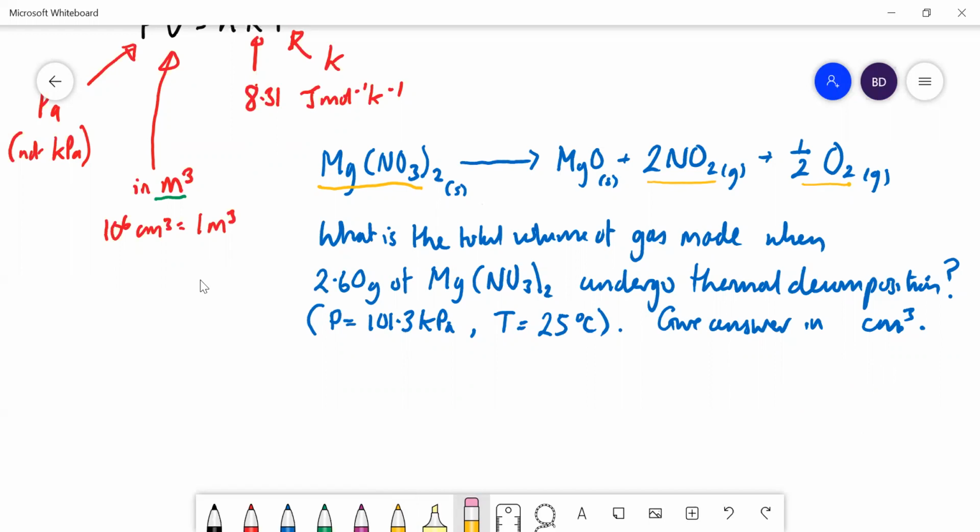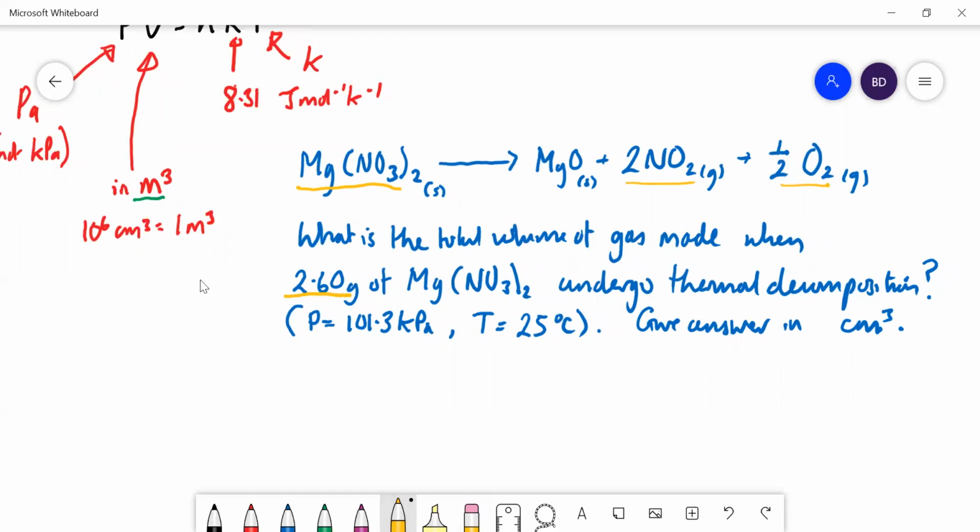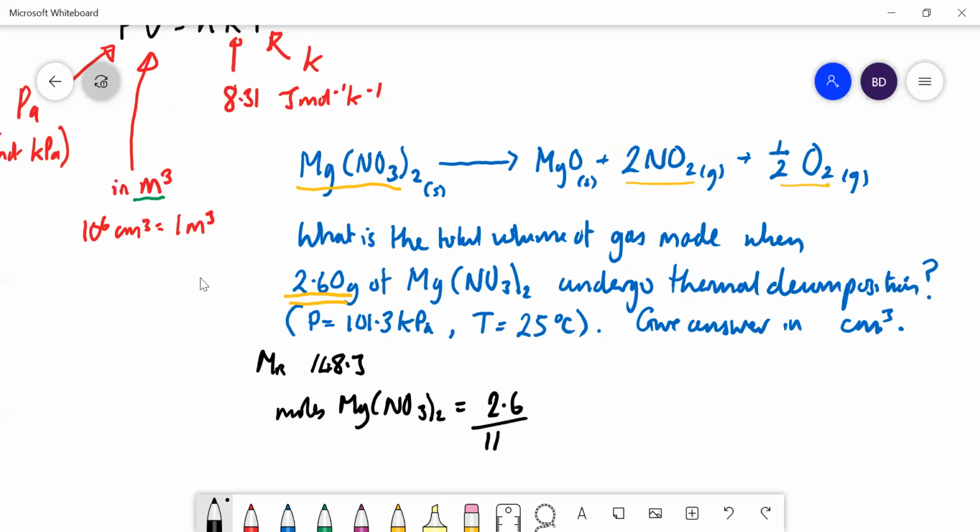Okay, so first of all, we've got 2.6 grams of magnesium nitrate, but we need to work out how many moles that is. Well, the MR of magnesium nitrate is 148.3. So the moles of magnesium nitrate is equal to 2.6 over 148.3. That is equal to 0.0175 moles, okay?